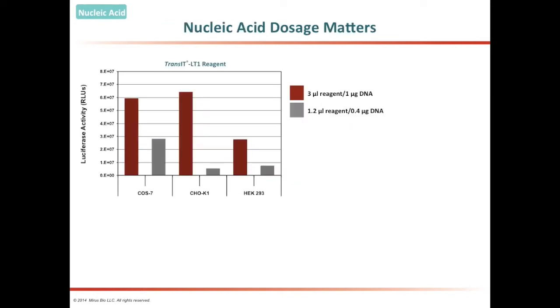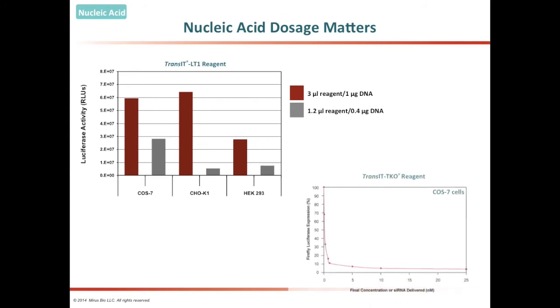The nucleic acid dosage also matters in your transfection experiments. Here are 3 different cell types, Cos7, CHO-K1, and HEK293, transfected with different dosages of DNA. What you can see is that a 2.5-fold increase in DNA dosage leads to higher expression, although there isn't necessarily a linear relationship, and the expression and the impact of dosage varies between cell types.